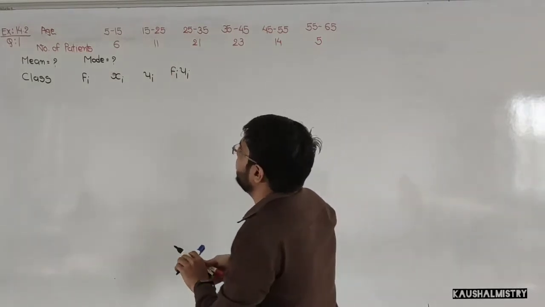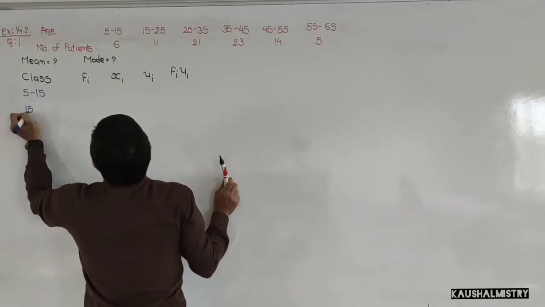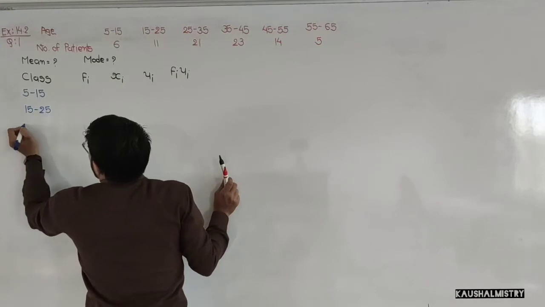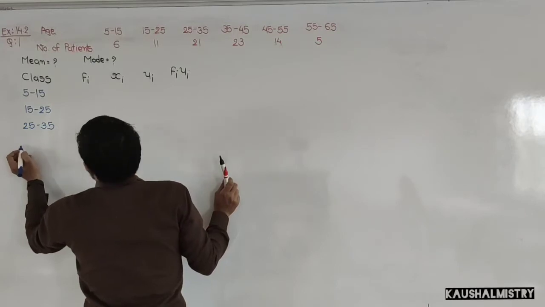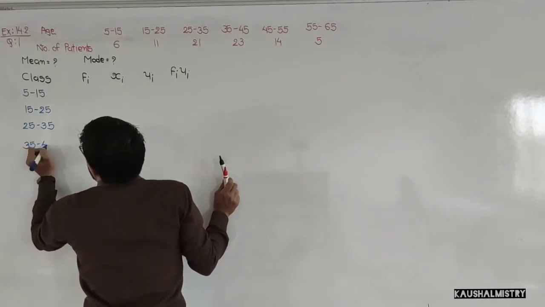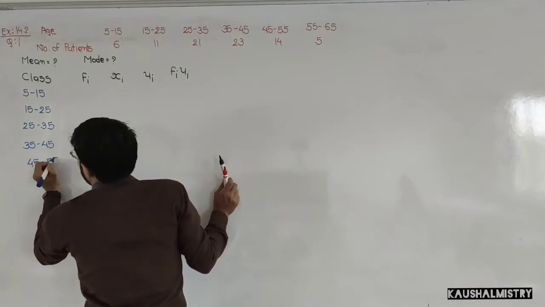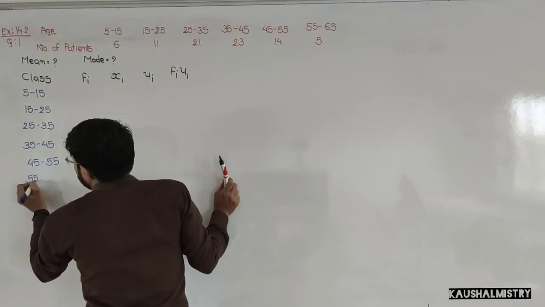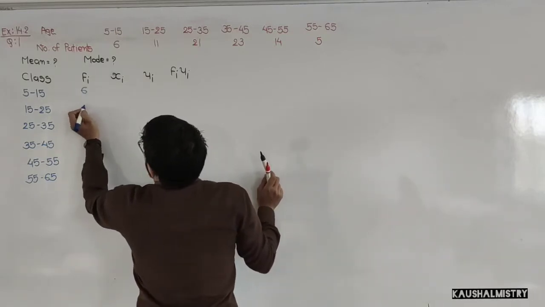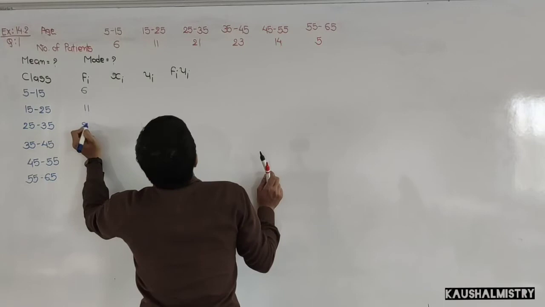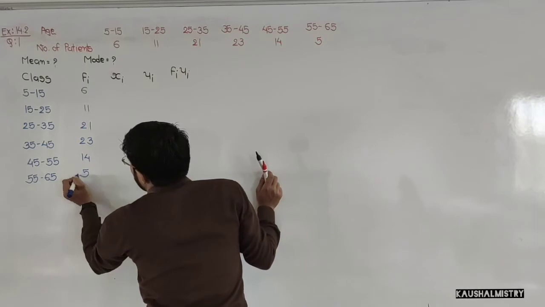Now class is 5 to 15, 15 to 25, 25 to 35, 35 to 45, 45 to 55, 55 to 65, and frequency is 6, 11, 21, 23, 14 and 5, right?